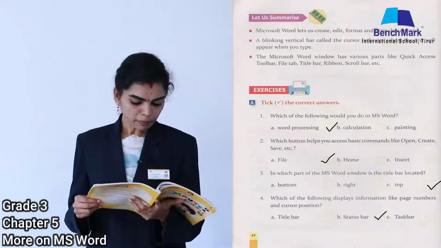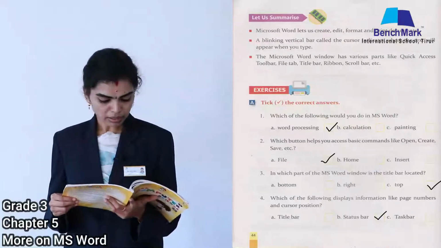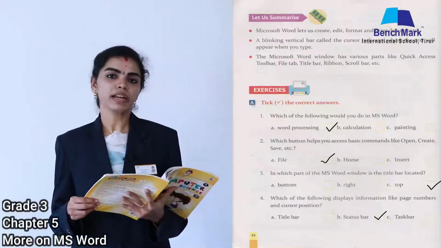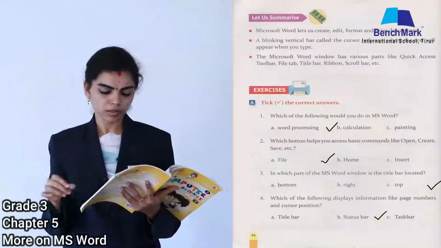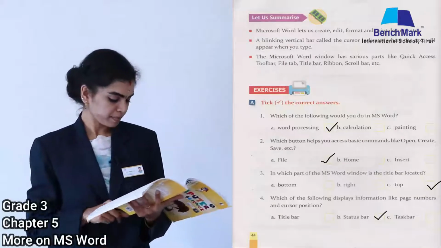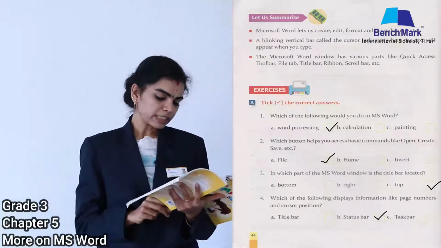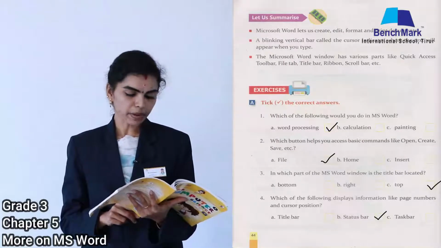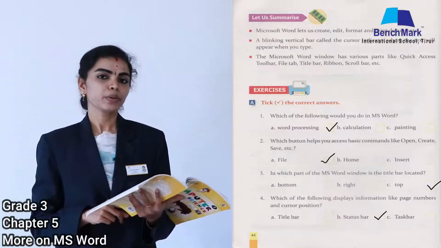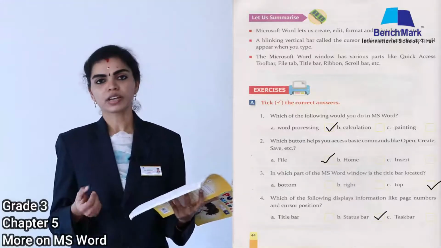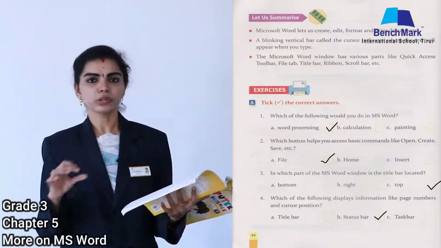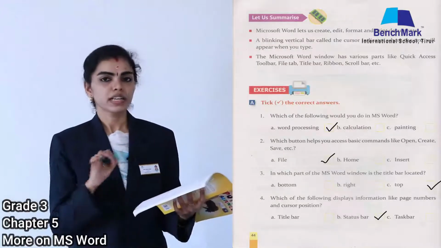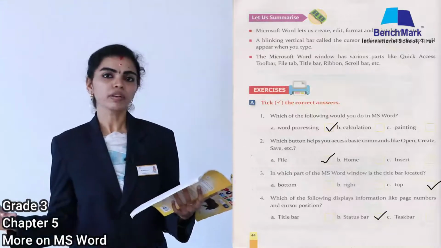In which part of the MS Word window is the title bar located? So where do we have the title bar? The title bar will appear on the top of our window. Okay, so you need to tick top. Which of the following displays information like page number and cursor position? So where do we find this information like page number and cursor position? It will appear in our status bar. So where do we have the status bar? Our status bar will be at the bottom of our window.